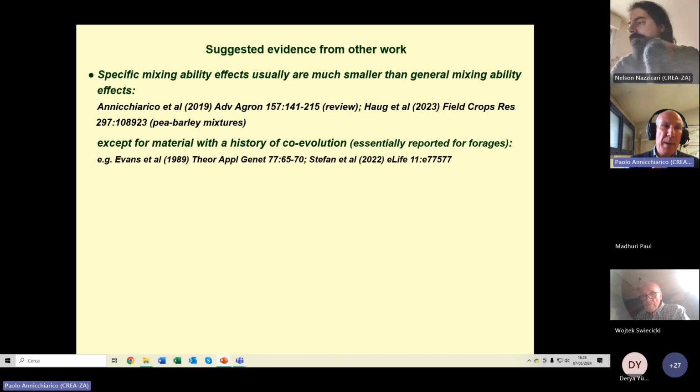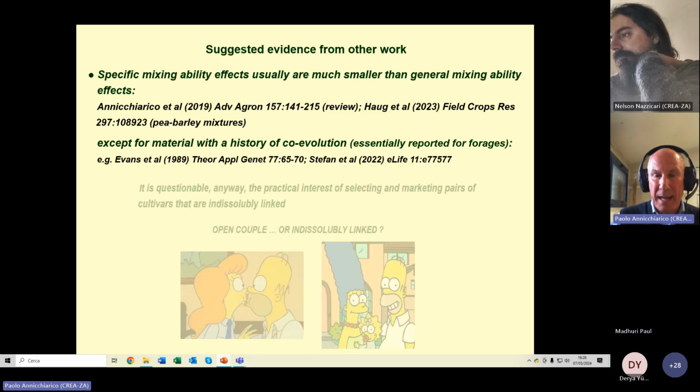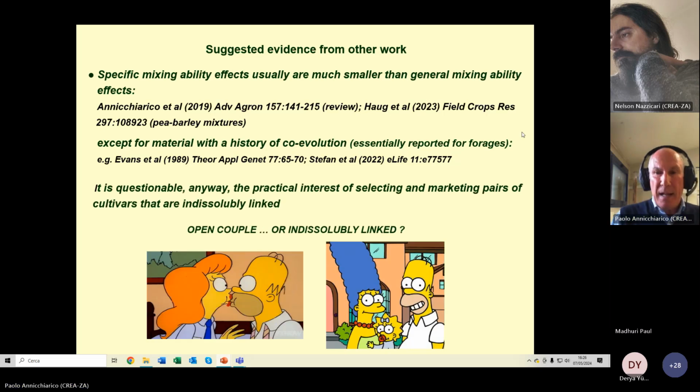So there have actually been selection schemes proposed for selecting specific pairs of components, meaning to have a couple of varieties that are marketed together. Well, of course, the practical interest of selecting and marketing pairs of cultivars that are indissolubly linked is questionable anyway, no? Because probably pairs of cultivars could have a pretty small market share.